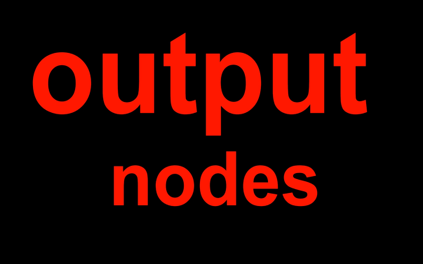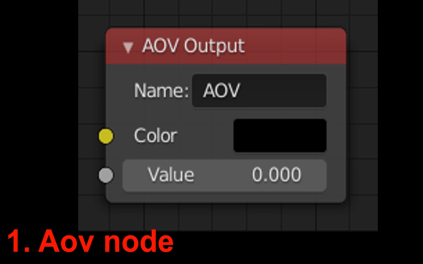Now let's start. Output. Output nodes are the final node in every node tree. Although you can add more than one, only one will be used, indicated by a colored or darkened header. Output nodes are always preceded by shaders except in the case of the displacement of a material output. First, AOV output node. Cycles only.